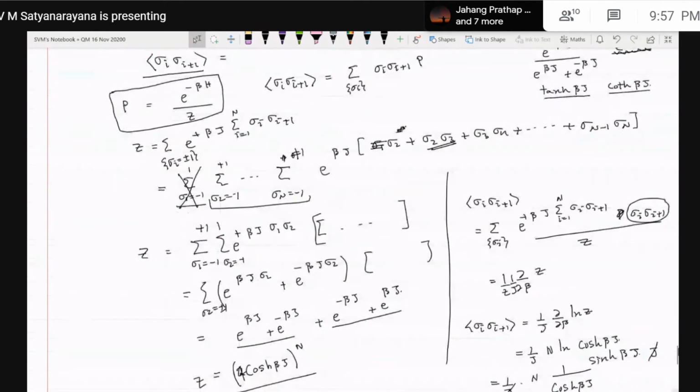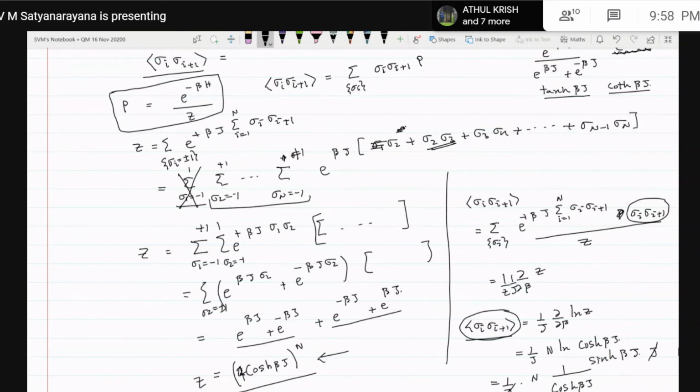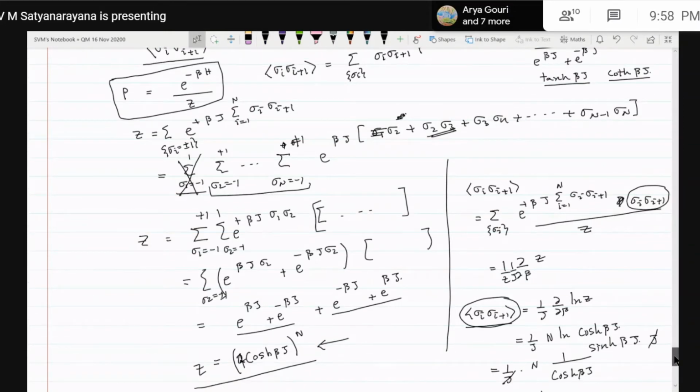It is exactly like how we used to do average energy, right? So in that case, this ensemble average can be written as 1/J into ∂/∂β of log Z. I have already found out this Z. So this correlation function, this is the name called correlation function, but this is essentially the ensemble average of σ_i into σ_{i+1}. Okay, sir. I can get it like this. Okay, sir. It's clear, sir.